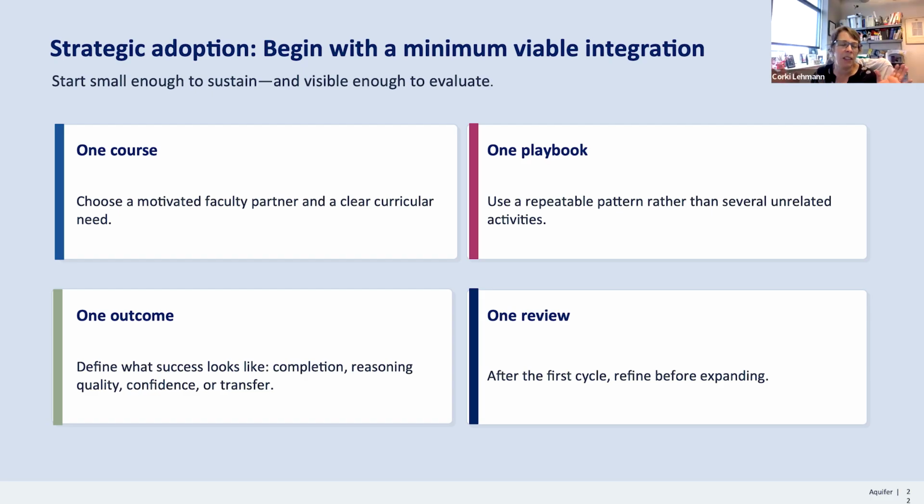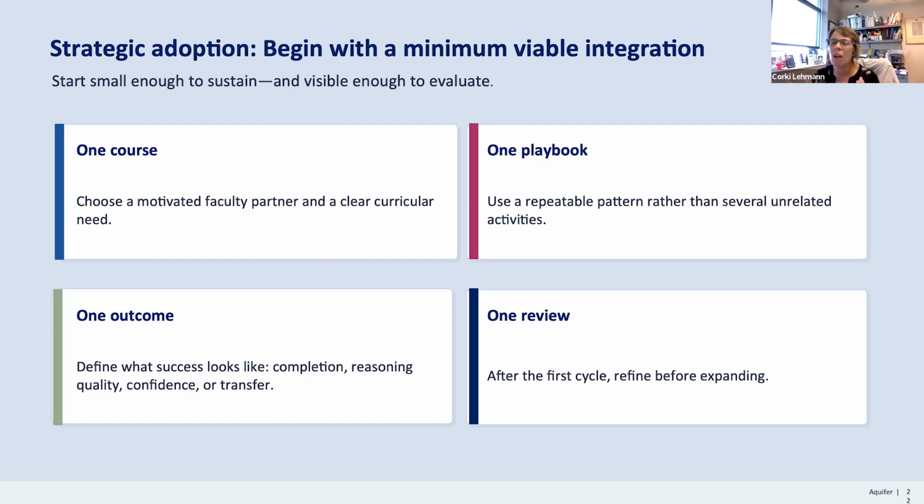So you really want to not try to do so many disconnected activities all at once. Really start small, pick one course. Think about who would be a motivated faculty partner, and is there a clear curricular need? I can say around my institution, nutrition is a hot topic. I think it's a hot topic nationally.